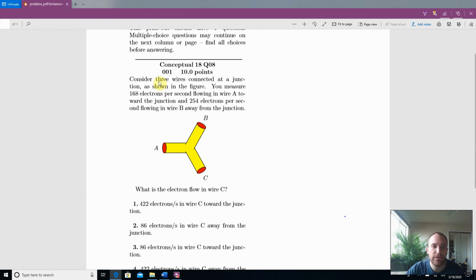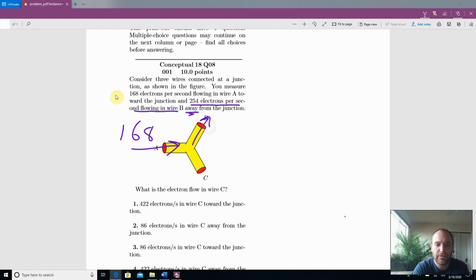Alright, consider 3 wires connected at a junction as shown in the figure. You measure 168 electrons per second flowing in wire A towards the junction. So I'm going to draw these all in. So we've got 168 electrons moving towards the junction in wire A, and then 254 electrons per second flowing in wire B. So it sounds like that's a way. So I'm going to go this way with a value of 254 electrons per second.